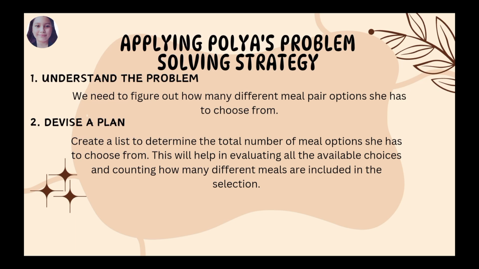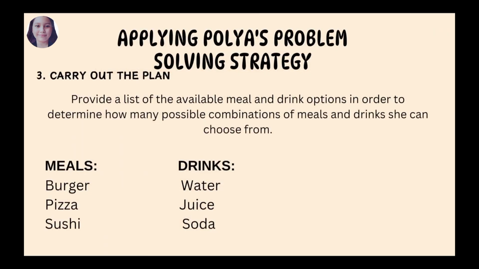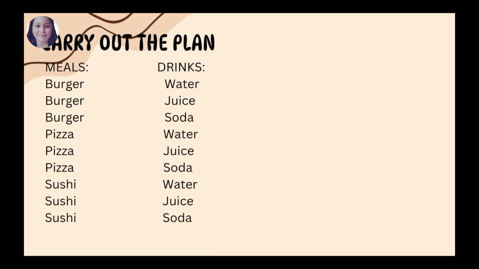This will help in evaluating all the available choices and counting how many different meals are included in the selection. Carry out the plan. Provide a list of the available meal and drink options in order to determine how many possible combinations of meals and drinks she can choose from. So here are the meals and drinks: burger, sushi, and pizza; water, juice, and soda. So here I put the burger to pair with the 3 drinks, which are water, juice, and soda, as well as pizza and sushi.